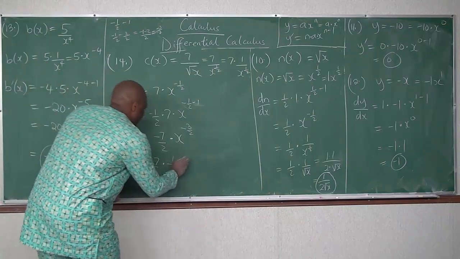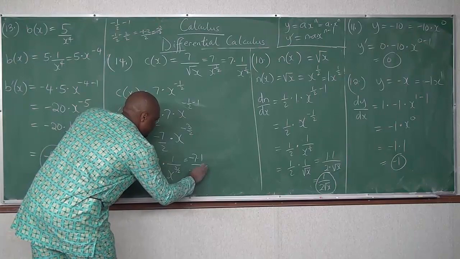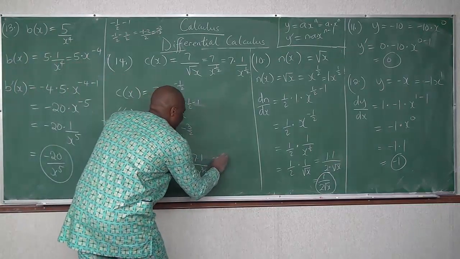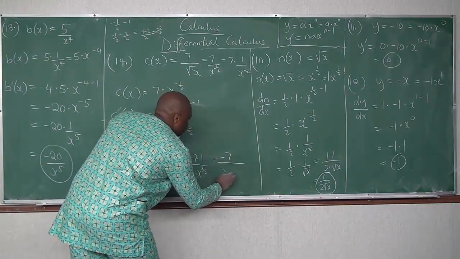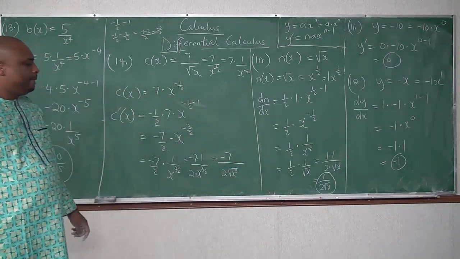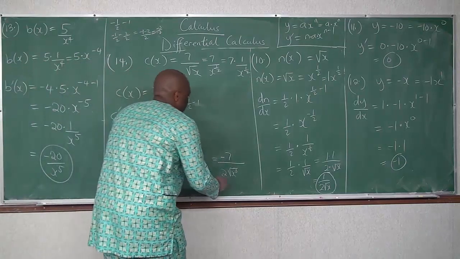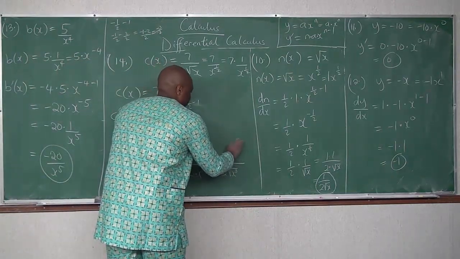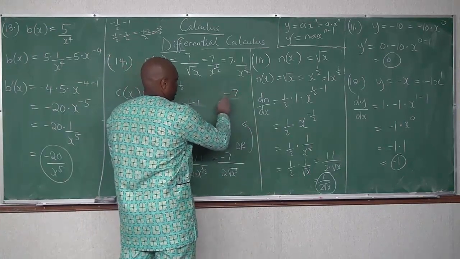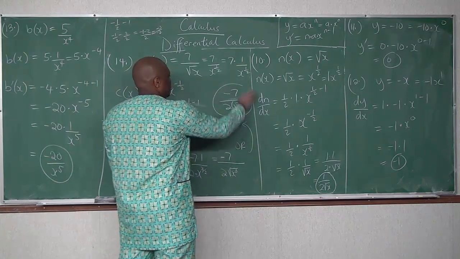See that? This will be negative 7 times 1 over 2 times x exponent 3 over 2, which will be negative 7 over 2 square root of x cubed, or negative 7 over 2 square root of x all cubed. This or this will work.